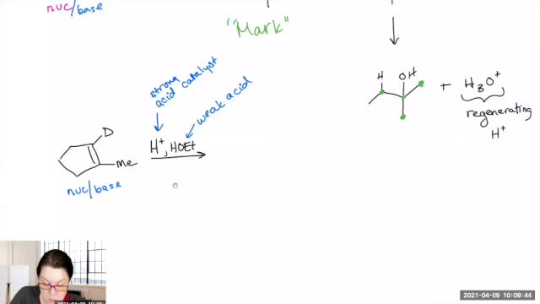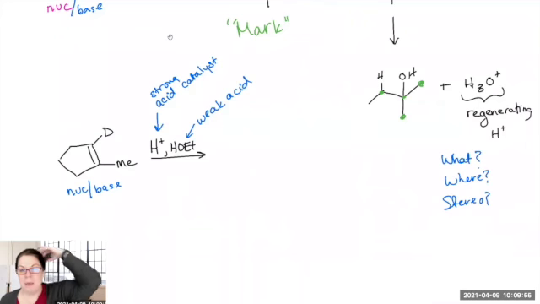All right, so let's start off by just trying to predict the products. So we want to know what is going to get added, where, and the stereochemistry, which I always call the how. So what is going to be added to this reaction? Well, we're going to add the hydrogen, and we're going to add the OEt group.